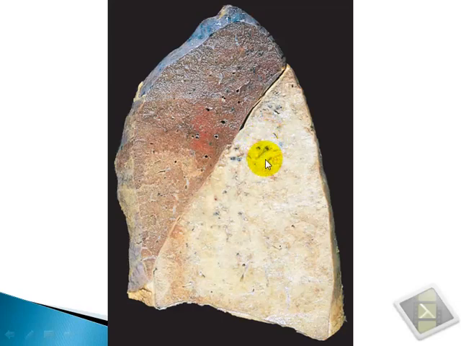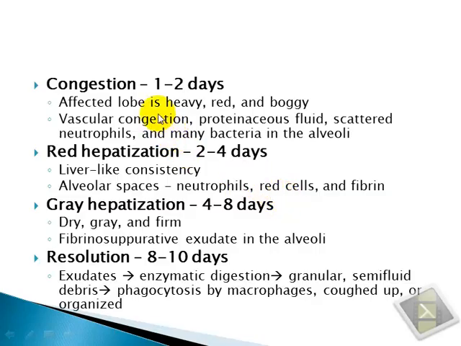They will have less crepitance, they will have less lucency. So if you take an x-ray, this part will appear quite white on an anterior posterior view of a chest x-ray. So congestion starts within 1 to 2 days. Congestion, as we have understood earlier, means increased amount of blood in that particular area. So when there is congestion which starts in 1 to 2 days, the affected lobe will definitely be heavy.